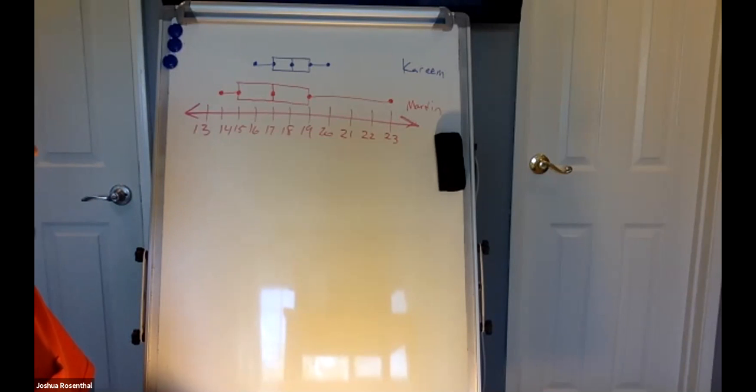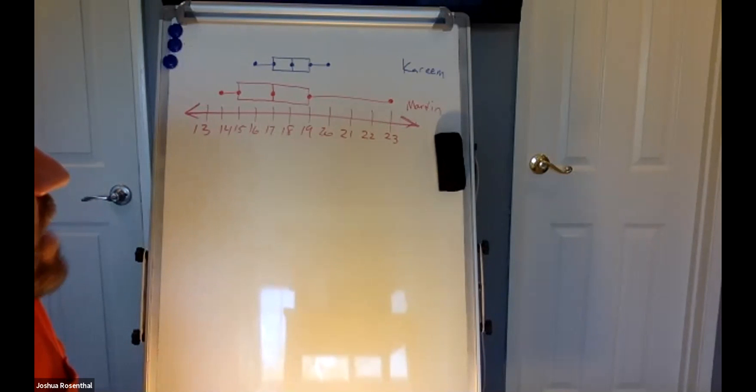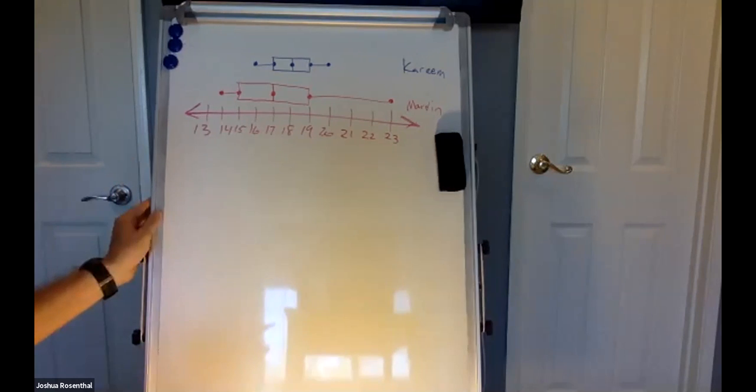Martin. Okay, so you're doing Martin, and you're saying that you think that what? The first quartile should be on 16 because there's 3 dots on 17, 2 dots on 16, so it'll be on the 5th one. Why would it be on there? How many data points are there total? Let's write them out for Martin.